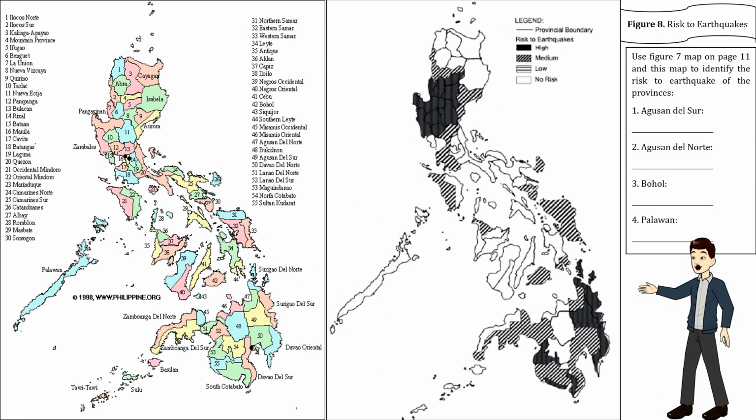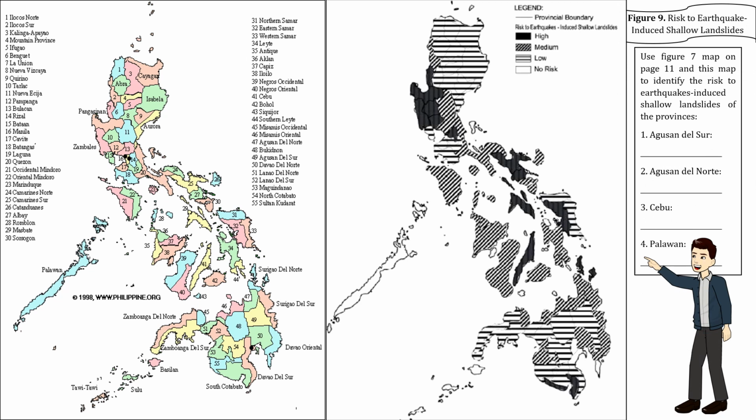Hazard map reading. Study the hazard map below, which is risk to earthquakes. You may also see it on page 12. Use the Figure 7 map or political map of the Philippines on page 11 and this map to identify the risk to earthquake of the given provinces: Agusan del Sur, Agusan del Norte, Bohol, Palawan. You may write your answers in the comments section by following the instructions I said earlier. You may also write your answer in your modules.